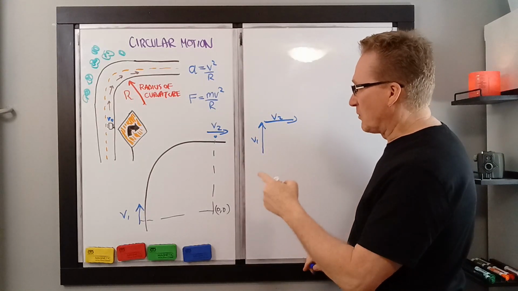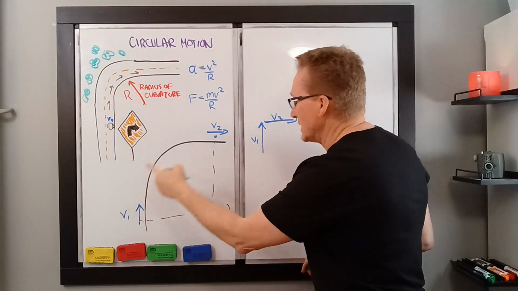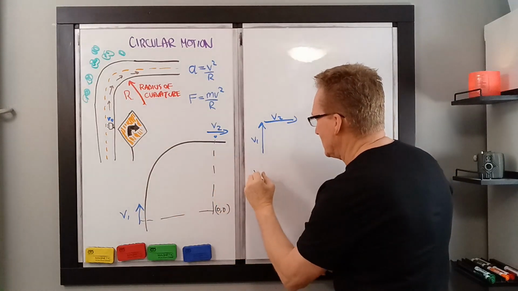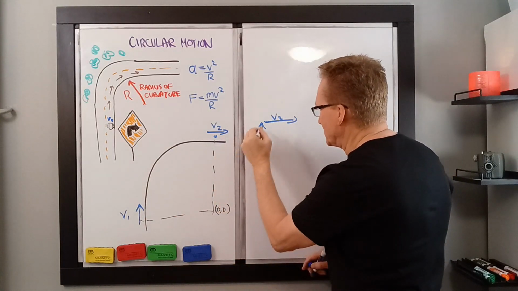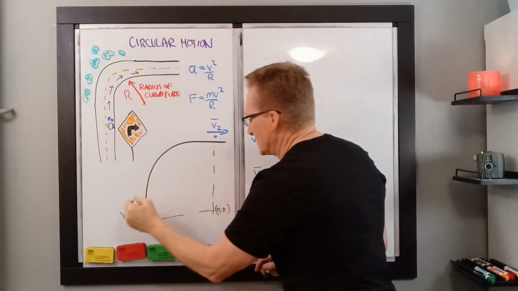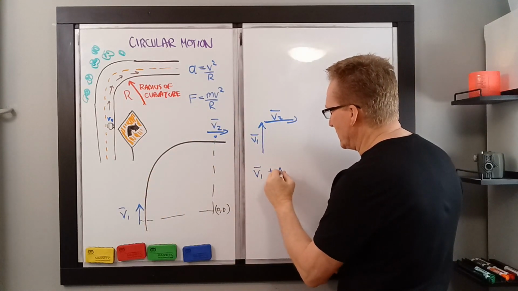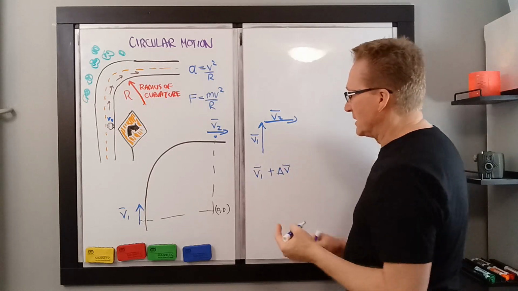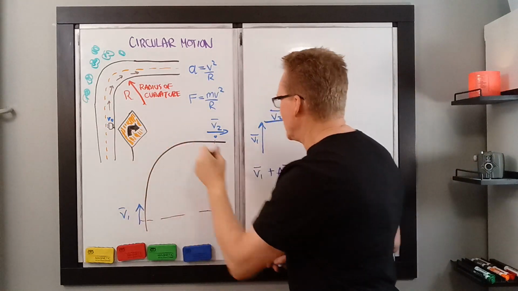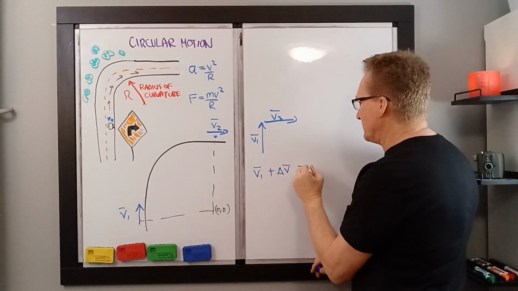Now how do we figure out what vector we need to add to this to get this one? Well, it's going to be V1, remember each of these is vectors. I just haven't drawn the vectors on top of each of them. V1 plus some unknown vector, delta V, a change of velocity. What velocity do we need to change is going to be equal to V2.